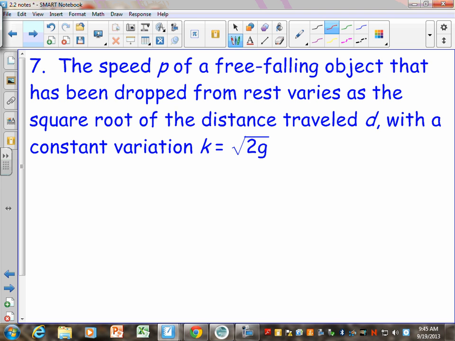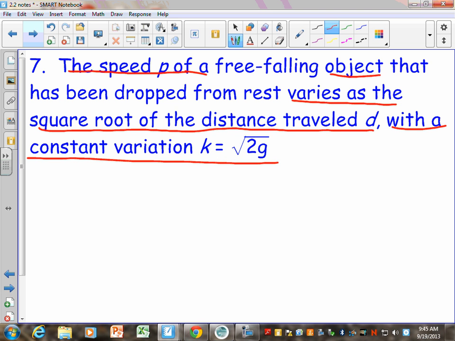You could definitely leave out free falling. The speed P of an object, you could probably just leave out the whole that has been dropped from rest, varies as the square root of the distance traveled d. Yeah, I think you need to write the rest. That's all kind of important. Otherwise you can't write the equation. But all the free falling, drop from rest, that's just some jazz in there.